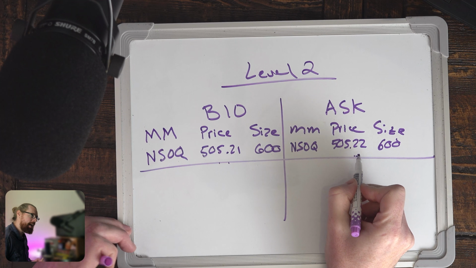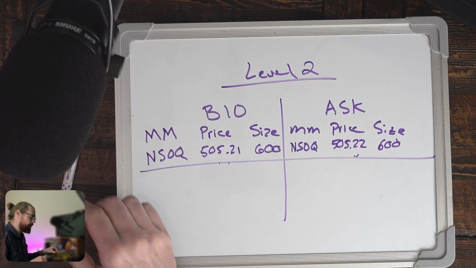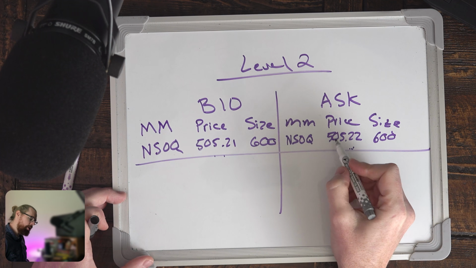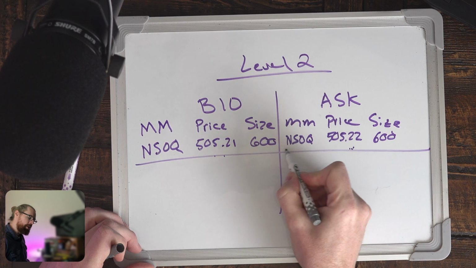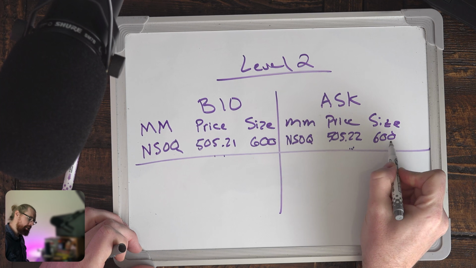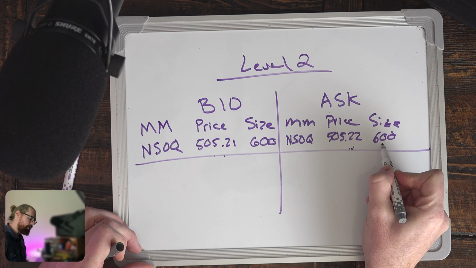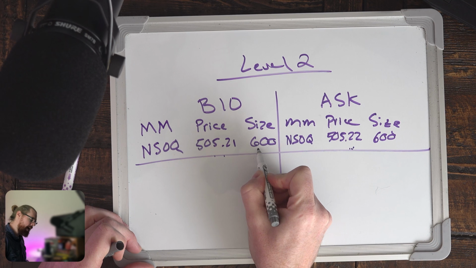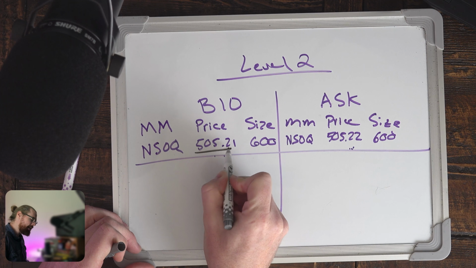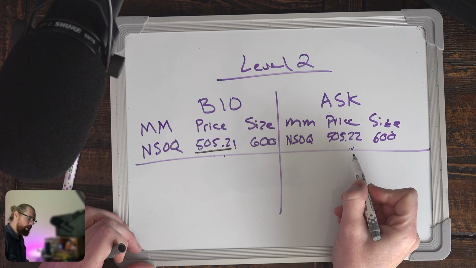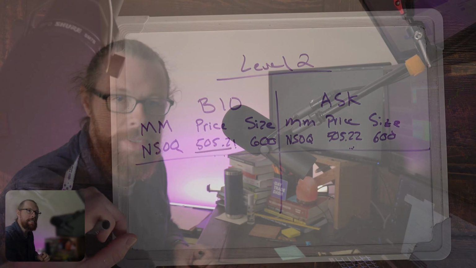Now, for those that aren't totally familiar with the way market dynamics work, when someone posts an order to sell their shares, 600, at 505.22, if they really wanted to get out, they could just sell 600 shares to this buyer right here at 505.21. Why wouldn't they do that? Who cares about 1 cent? There's 2 primary reasons that someone might choose not to do that.